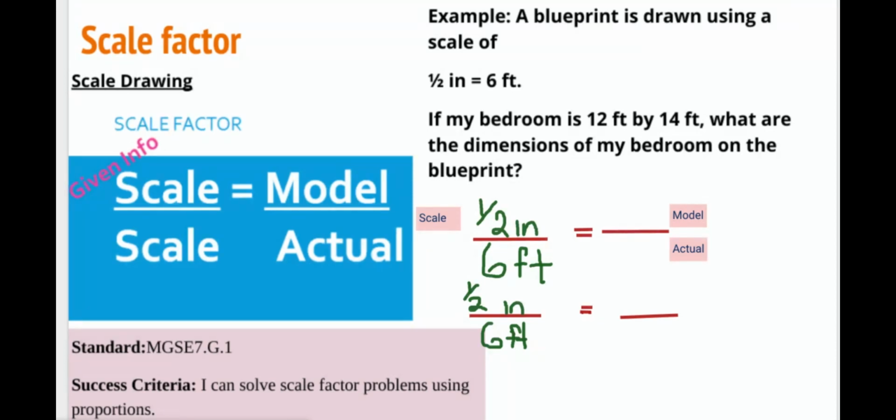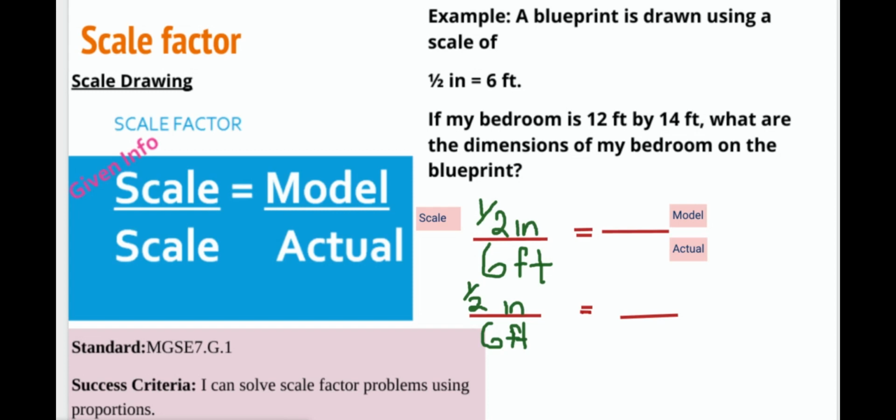Let's try our example. A blueprint is drawn using a scale of 1/2 inch equals 6 feet. If my bedroom is 12 feet by 14 feet, what are the dimensions of my bedroom on the blueprint? There are two dimensions or measurements, length and width, which means you will need to use the scale factor proportion twice to find each dimension. The question asks for the dimensions on the blueprint, which means you'll be solving the scale factor proportion for the model's measurement in inches. The given information represents the actual room's dimensions.